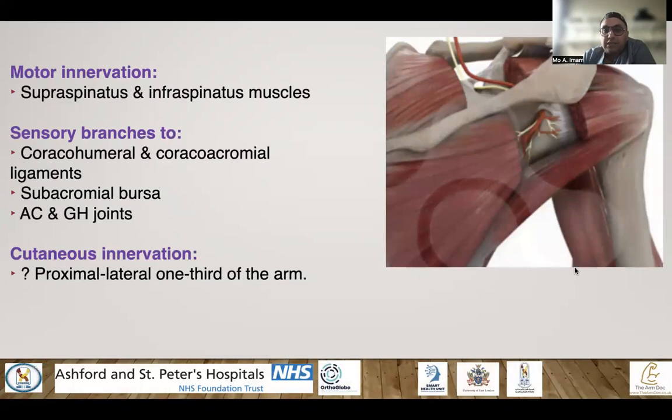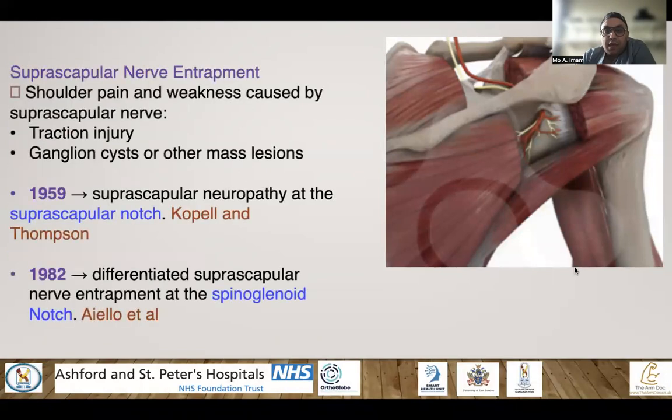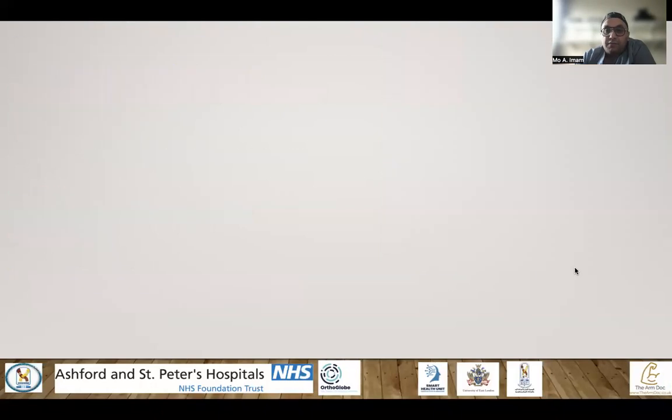There are motor, sensory, and cutaneous branches of the nerve, and those patients will have shoulder pain and weakness caused by suprascapular nerve palsy, either from traction or compression. The first report of this problem was in 1959, and it was not until 1982 that we started to understand that there are two specific locations for entrapment of this nerve.